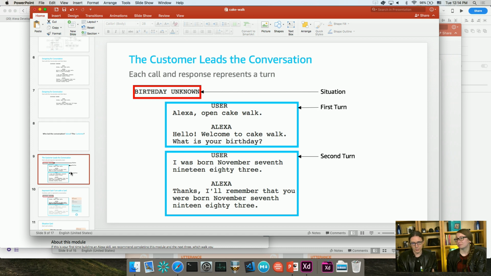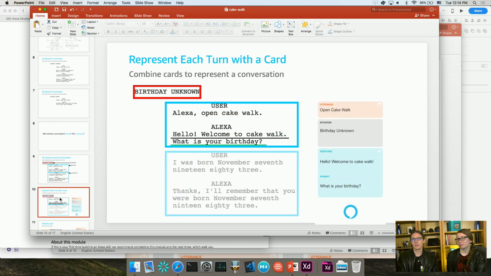You can think of each part of situational design as a turn. Each call and response is a turn, and you have a situation for each. What's interesting, and we'll see it on the next slide, is that here we have our birthday unknown, but in the second turn, we actually know the birthday at that point. On paper, we don't know the situation has updated until we've finished. We're going to show you a method of how to represent each of these turns, and then the situation at that turn.